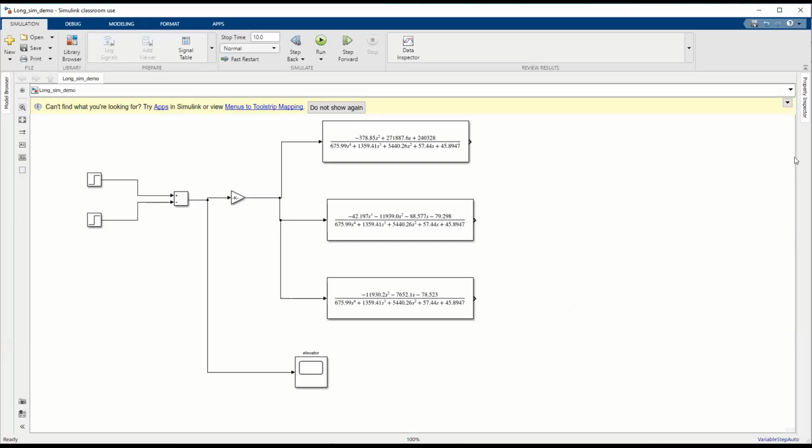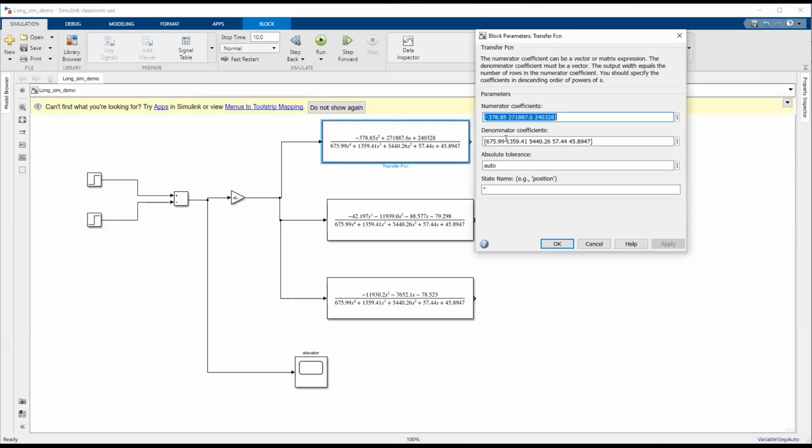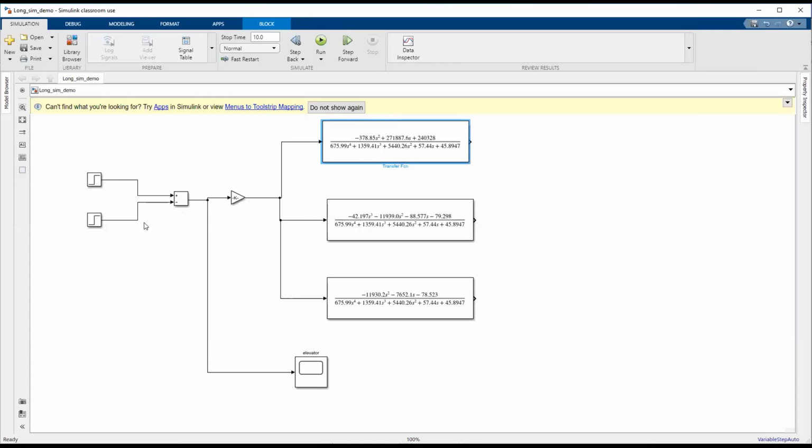So I wanted to finish the Simulink diagram that I was doing last time. We had the three transfer functions that were the solutions for our example. So we entered those into these transfer function blocks, numerator and denominator polynomials. We set up a unit step up and a unit step down of 1 degree.